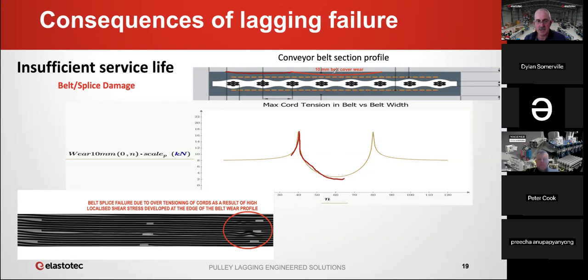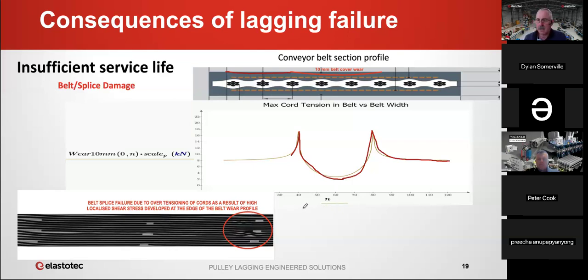The reason this happens is that because the belt is thinner in the center, those steel cords are going around a different diameter than the steel cords on the edge. Then when you come over to this side of the wear profile, the shear force comes up again. And then as you move away from the wear profile, it flattens out.